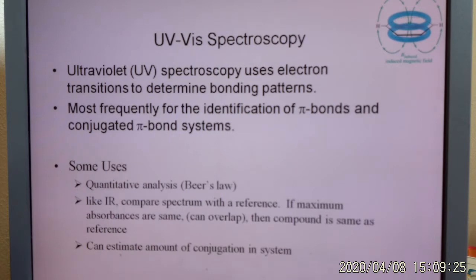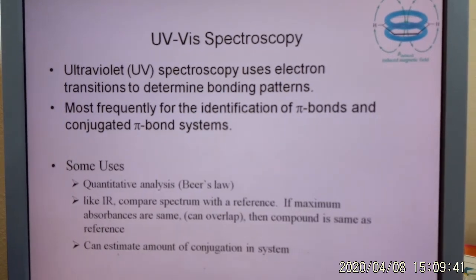Okay, we have uses for it. Quantitative analysis: we can look for concentrations using Beer's law, so we'll go through that. We can compare it. Basically, if you have a known substance and you know what the UV-vis spectrum looks like, then you can take your unknown, run it, and compare the two to see if they're exactly the same. You know that you have that compound. And we can use it to estimate the amount of conjugation in a system.